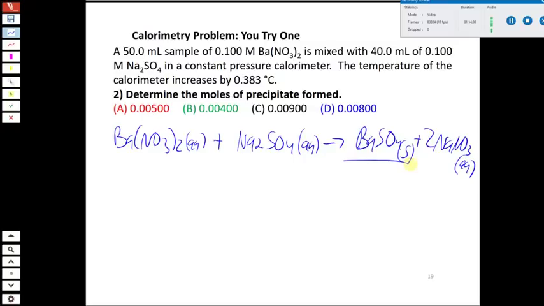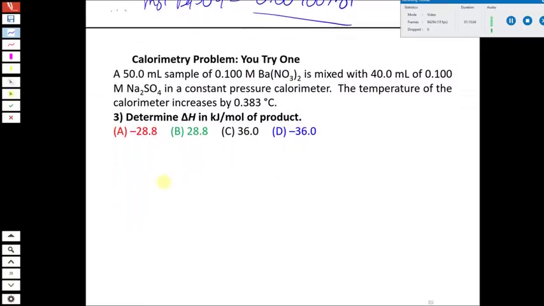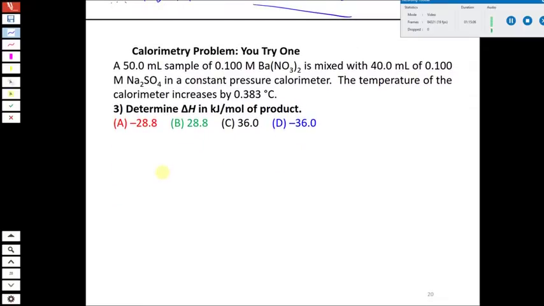We go through the limiting reagent calculations, figure out which our limiting reagent is, and what we finally get to, which I'll work out in the notes before I post them, is that the moles of barium sulfate that we form as a precipitate is equal to 0.00400. All right, so that's how many moles of barium sulfate we form as a product. I'll go through the calculations before I post the notes. And then finally, the last step is to determine delta H in kilojoules per mole of that product.